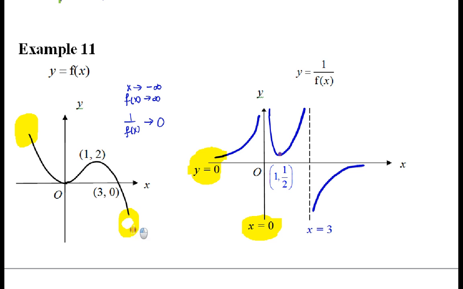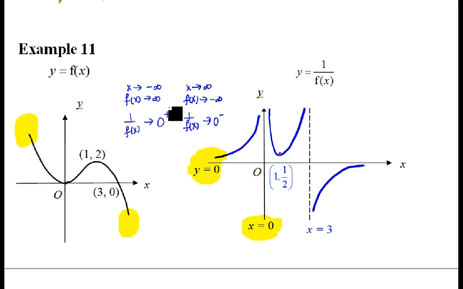Similarly for this part as well. Here, x tends to infinity, f(x) tends to negative infinity, 1 over f(x) also tends to 0. But this is minus, this is plus. Correct? 0 plus just means it's a little bit more than 0. 0 minus means it's a little bit less than 0. Fine? Get it?